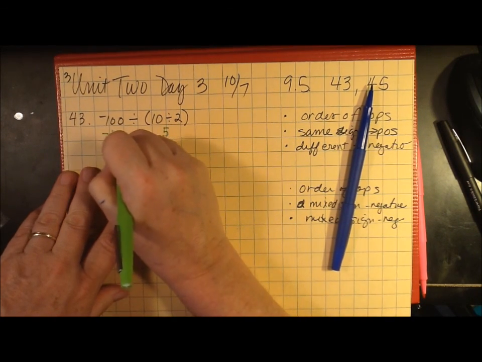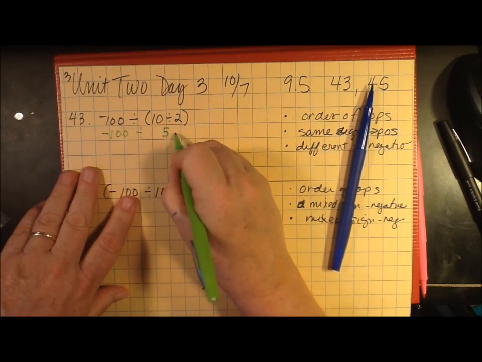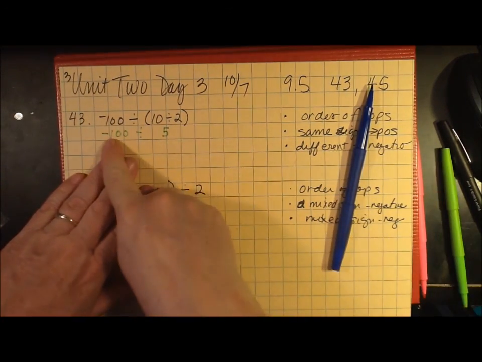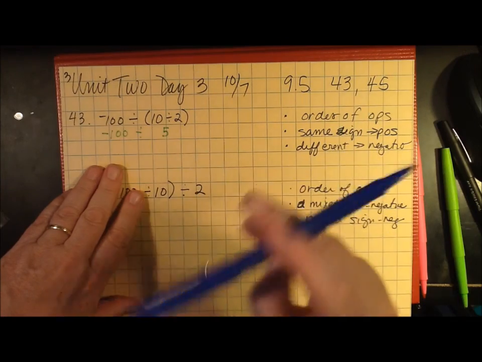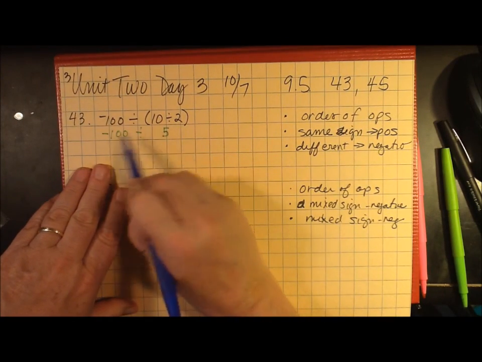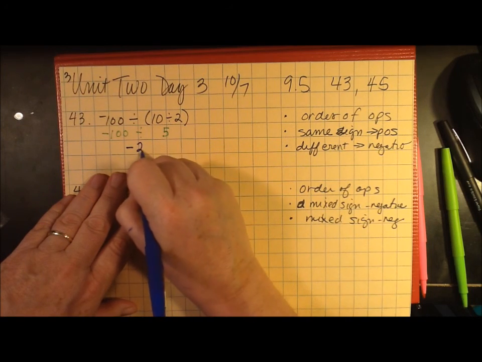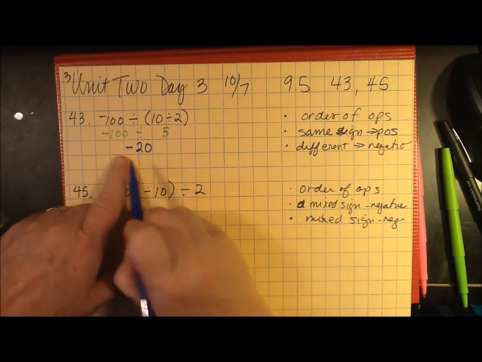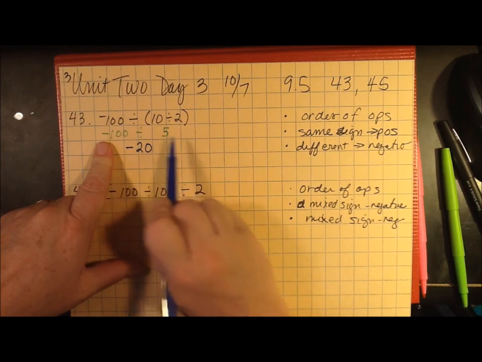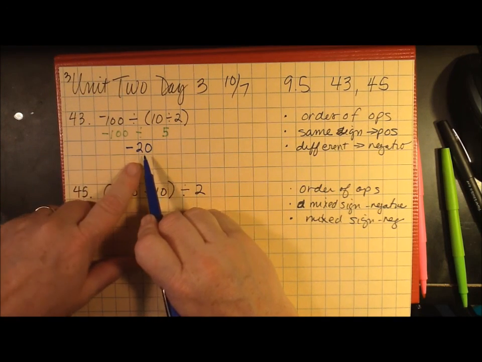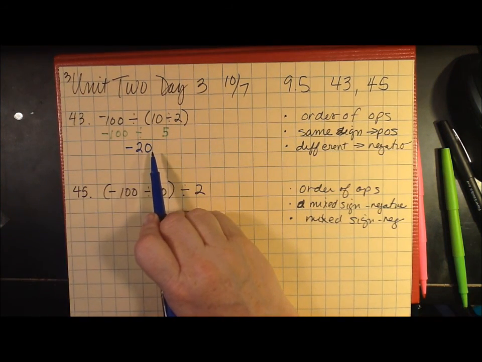So now I have negative 100 divided by 5. I have a negative divided by a positive, they're mixed, so my answer will be negative. 5 goes into 100 20 times. Again, a negative divided by a positive, different signs means negative.